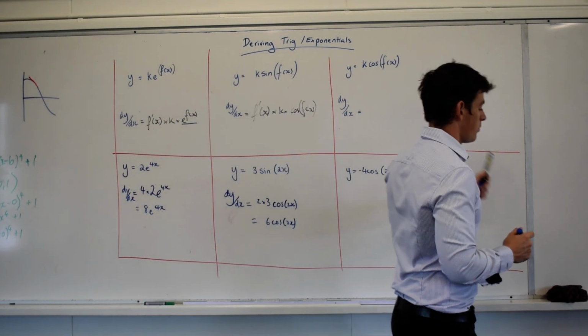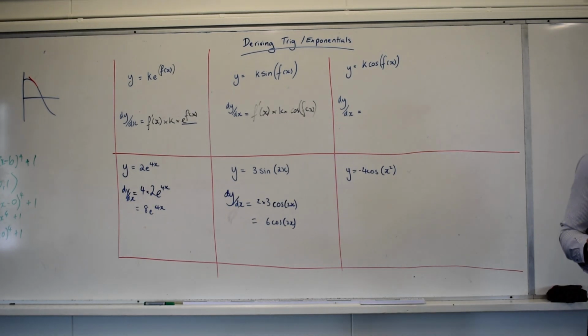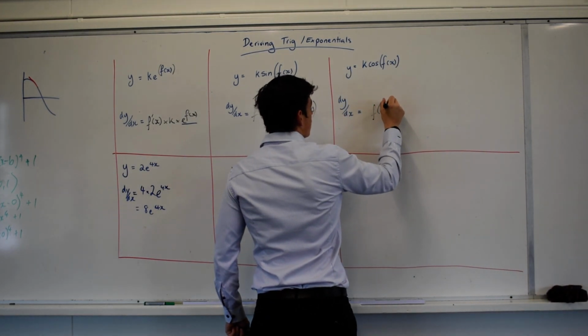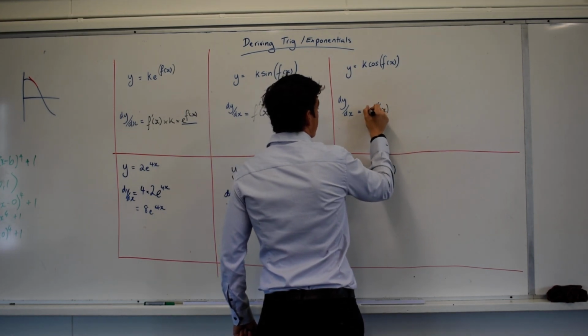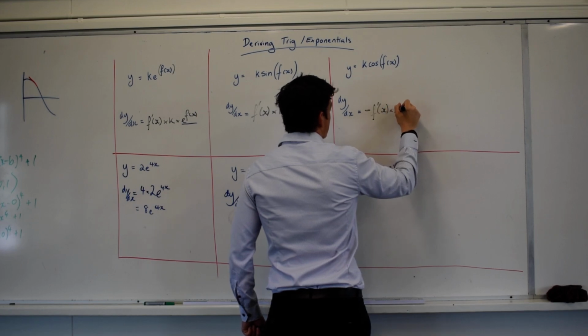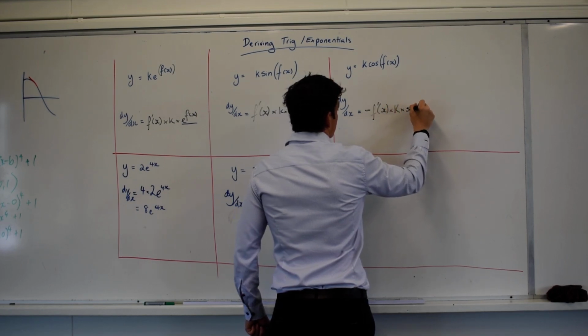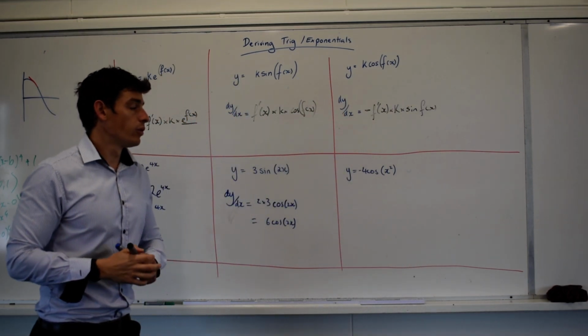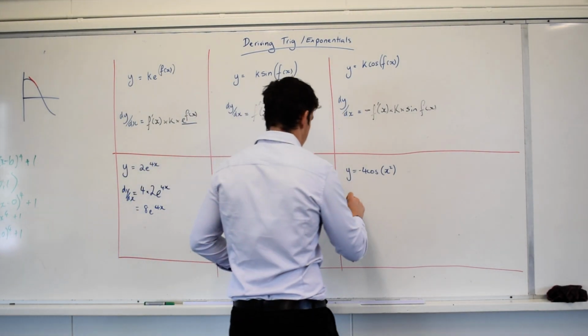What's this one become? What do we reckon, Josh? f dash x. Oh, so put the negative in front. Yeah, we can put the negative there, but negative f dash x, times k, times sine f of x. Very good.